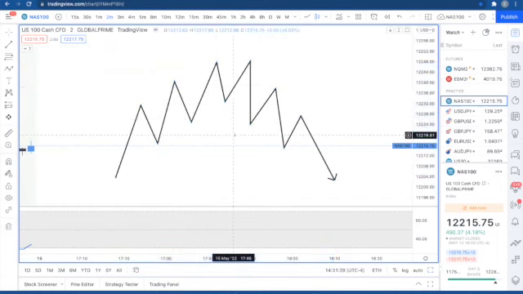So if there's anything I want you guys to take with you, it's that you have to study price action. You have to study market structure, begin from a higher time frame and work your way down so that you know exactly what is happening in the market, and you know where you are and where the market is going next.